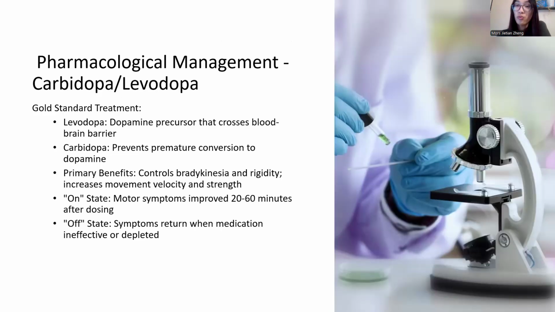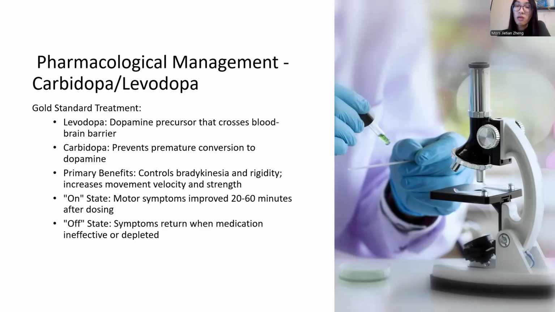Carbidopa-levodopa remains the gold standard drug therapy for Parkinson's disease, and it has been so since levodopa was first introduced in 1961. Here's how it works. Levodopa is a dopamine precursor that can cross the blood-brain barrier. Without crossing it, the drug simply will not take effect, something that dopamine itself will not do and cannot do.